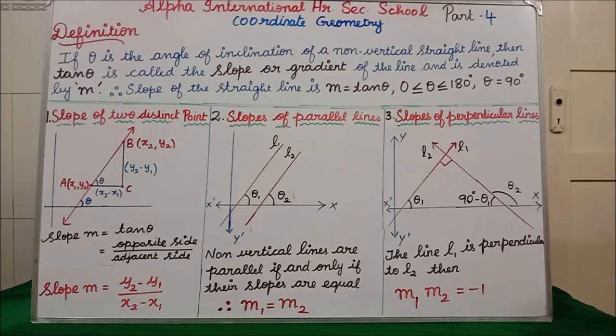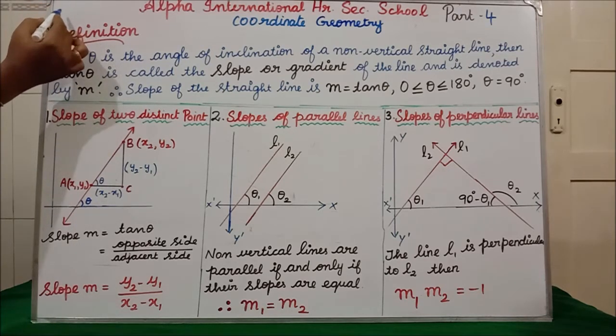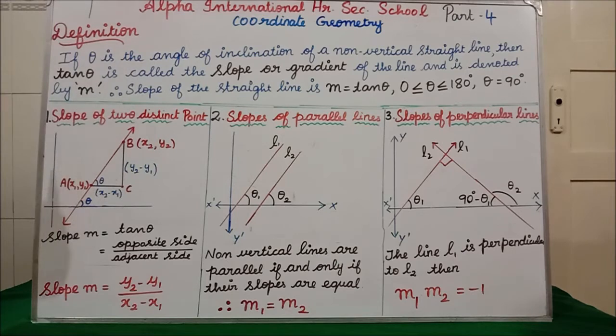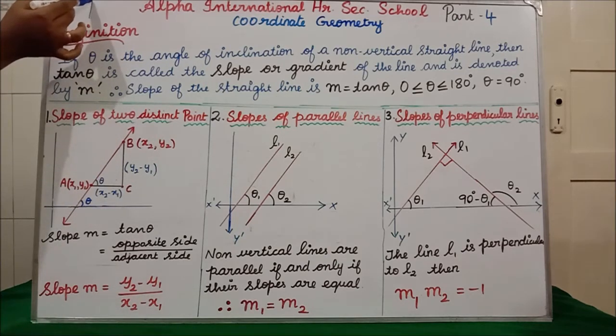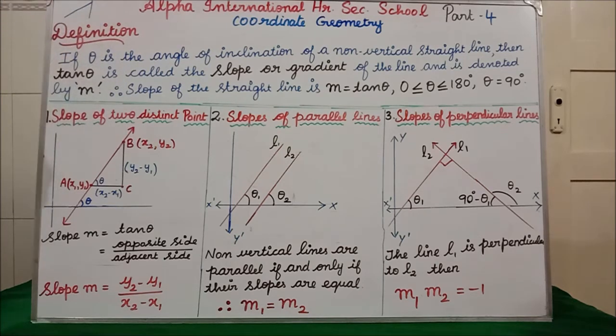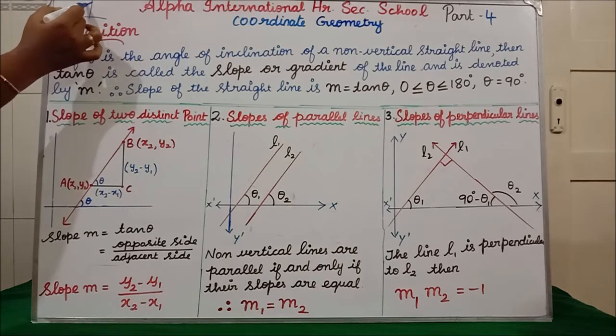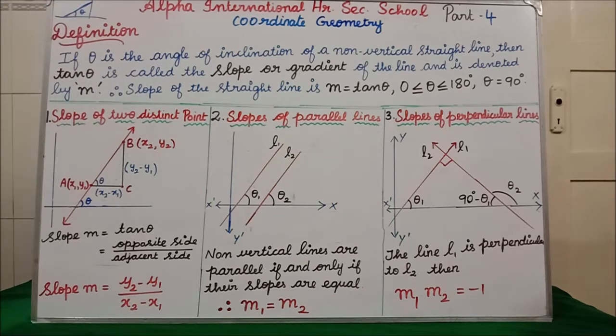The slope is nothing but, see students, suppose this is the wall. You are placing the ladder. You all know a ladder, isn't it? So how much slanting you are facing, this line is called the slope, and here is the angle of inclination theta. Clear? This slanting line is called the slope.